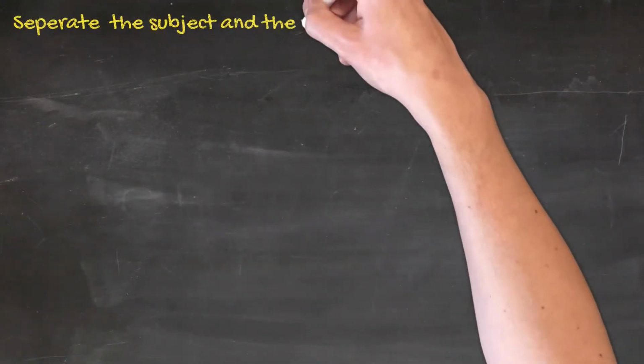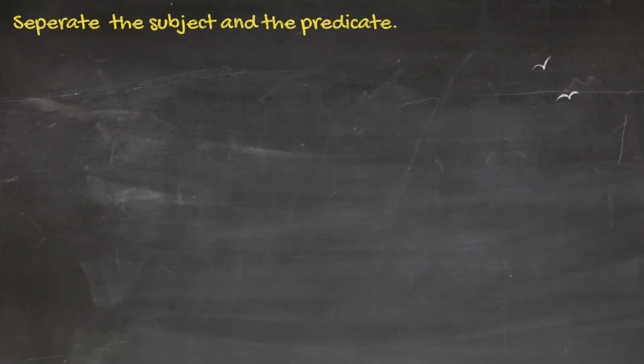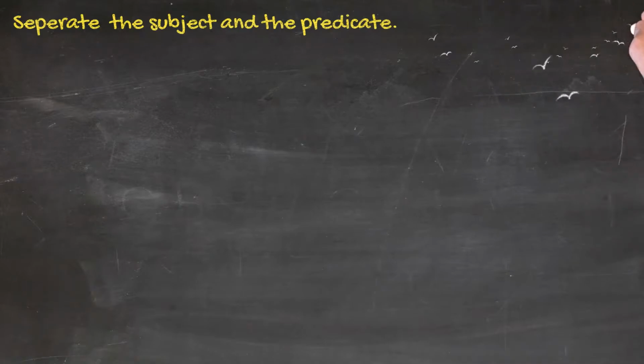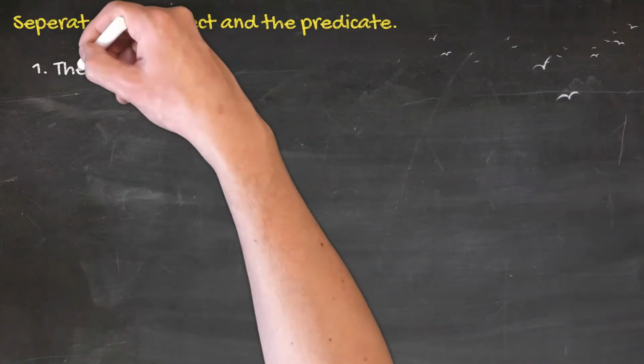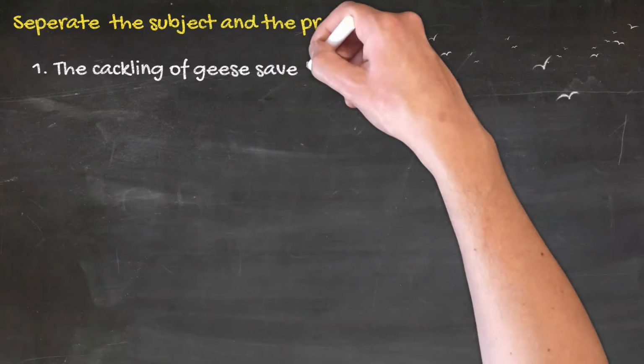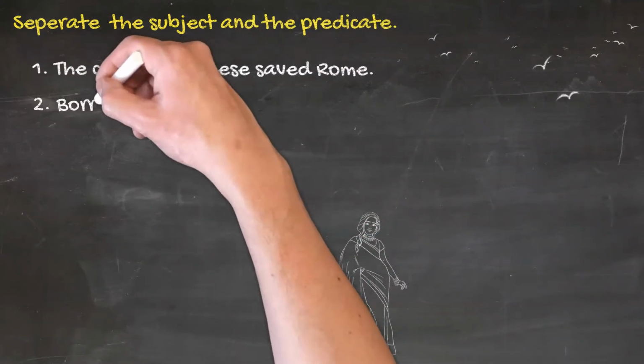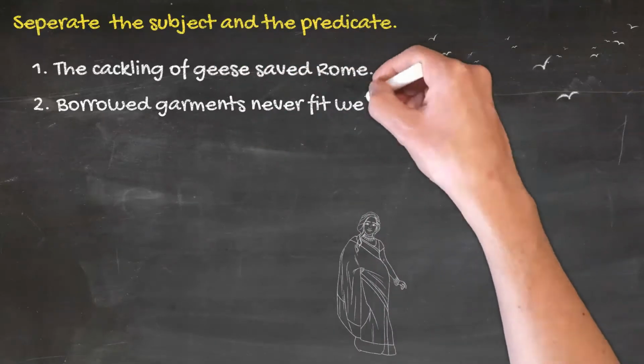Now it is your turn. Identify the subject and predicate in the following sentences by applying the formula. 1. The cackling of geese saved Rome. 2. Borrowed garments never fit well.